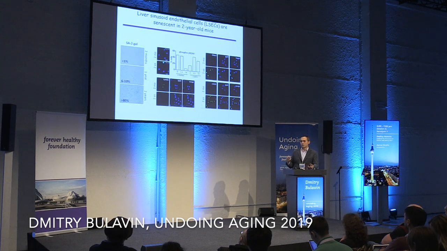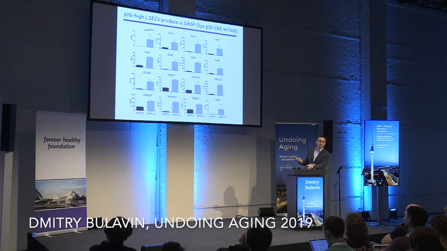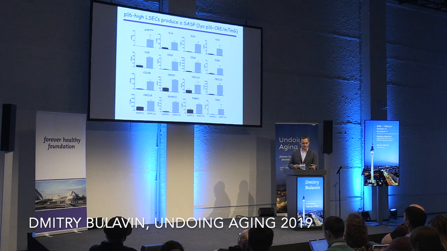Now we can do more. We can take our 1 year reporter mouse, purify the GFP positive fraction and the GFP negative fraction, compare them by RNA-seq and look for the SASP, as Judith presented. So we see, first of all, that there is P16 in our GFP positive fraction. And again, if we look at different ILs, CCLs, CXCLs, and other markers of this senescent secretome, they are all upregulated in these cells. So clearly, using multiple different approaches, we were able to show that these cells are senescent.